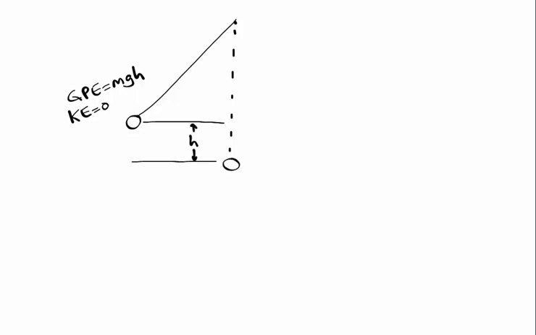Now when this swings down to the bottom position, I can say that the gravitational potential energy is equal to 0 because it's at the bottom, but the kinetic energy will now be equal to 1/2 mv squared. And you're going to get a familiar equation that happens when you go from all potential to all kinetic, or all kinetic to all potential, which looks like this. And once again, you'll see that the masses don't matter.